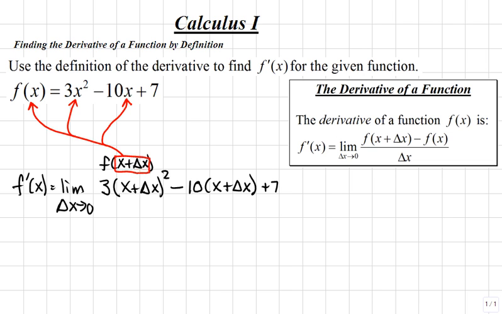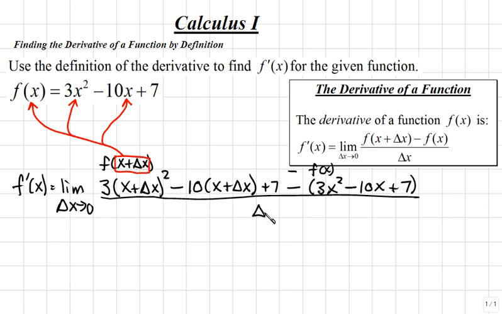From our definition, we'll subtract f of x. This means that we'll subtract the quantity of our original function, 3x squared minus 10x plus 7. This entire expression is all over a delta x. Next, let's completely simplify our expression, then find the limit as delta x approaches 0.